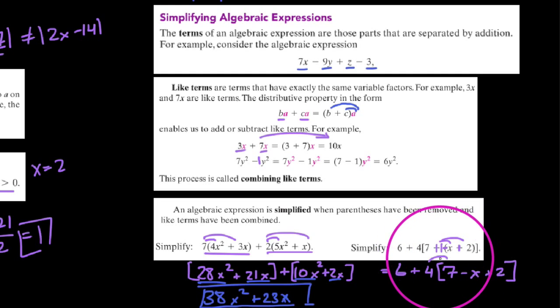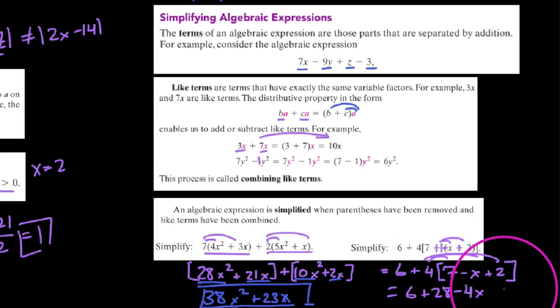So finishing this up, we'll go ahead and distribute our 4. We get 6 plus 4 times 7 is 28. 4 times a negative x is going to be a negative 4x. 4 times a 2 is going to be 8. And with respect to like terms, we have a 6, a 28, and an 8 as constants. So 6 plus 28 is 34. 34 plus 8 more is going to give us 42.